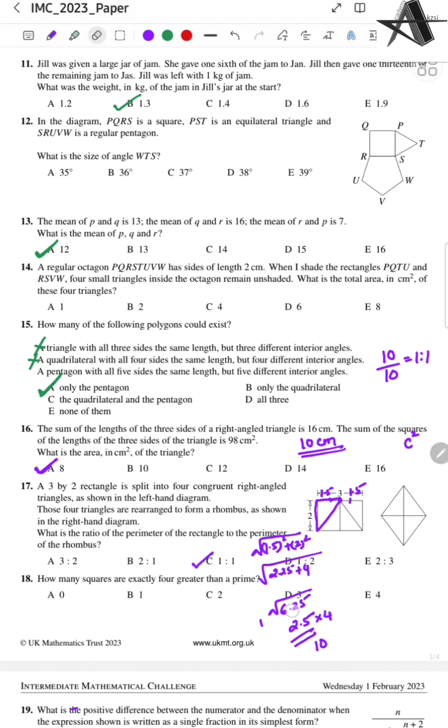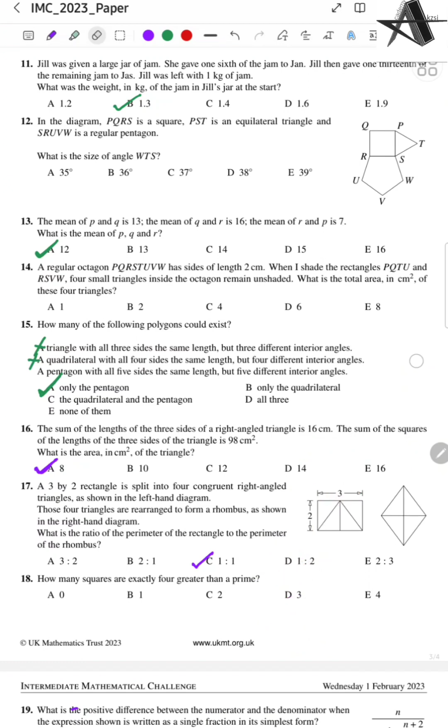Moving on to the next question. How many squares are exactly 4 greater than a prime number? See, for this one, we just have to write an equation. That means if I add 4 to a prime number, I should get a square. So how many such are possible?